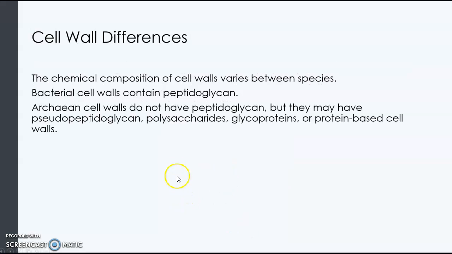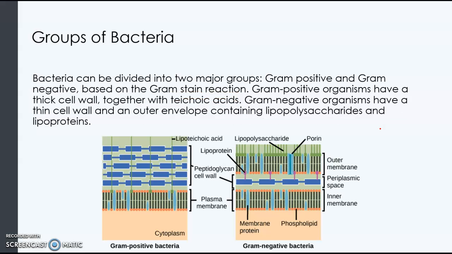Differences in the cell walls, you need to know this. Bacterial cell walls contain peptidoglycan. Archaean cell walls do not have peptidoglycan, but they may have pseudopeptidoglycan, which is similar chemically to the peptidoglycan layer in bacteria. They may have polysaccharides, glycoproteins, or even protein-based cell walls. So for bacteria, the cell walls always contain peptidoglycan.